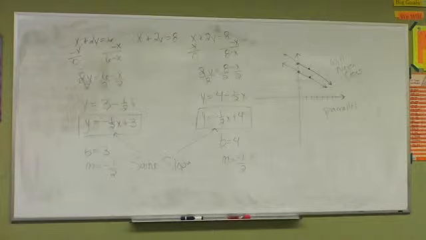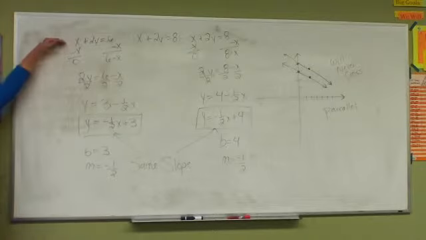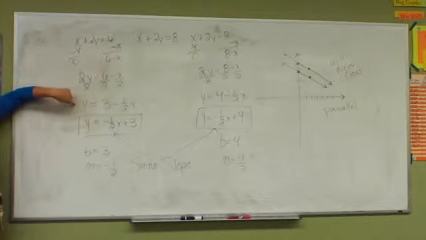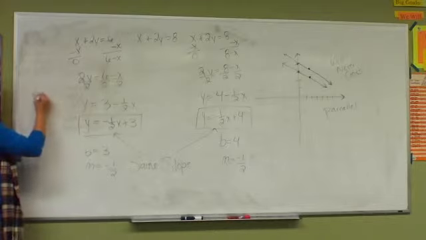Alright, so I was given two equations in standard form. I'm walking through it right now. I was given two equations in standard form. I had to change each equation into slope-intercept form, right? So this is slope-intercept form.